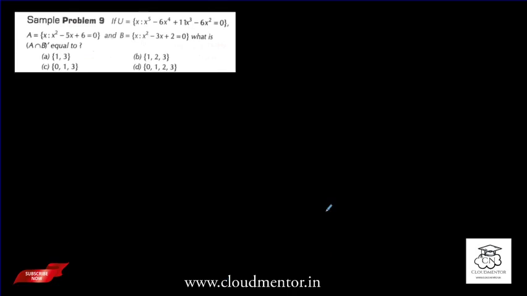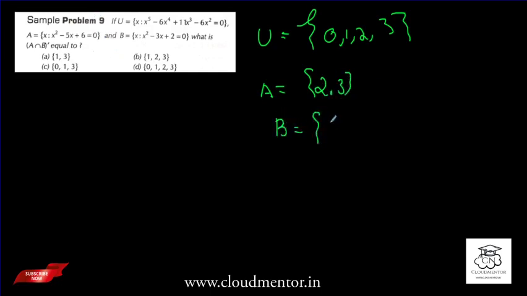It is, if U equal to x such that x raised to 5 minus 6 x raised to 4 plus 11 x cube minus 6 x square equal to 0, and A equal to x such that x square minus 5x plus 6 equal to 0, and B equal to x such that x square minus 3x plus 2 equal to 0, what is the complement of A intersection B equal to? So here we need to find the values of x from those equations. Doing the calculations of the first equation, we get U as the set 0, 1, 2 and 3. They are the values of x, and here A will be the solution of that equation. We get A as 2 and 3, and B will be the set 1, 2.